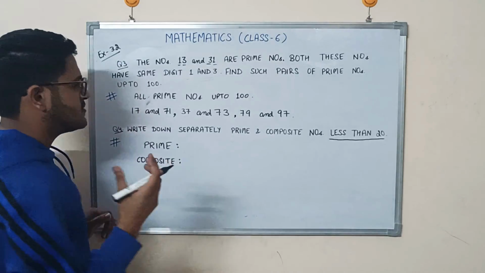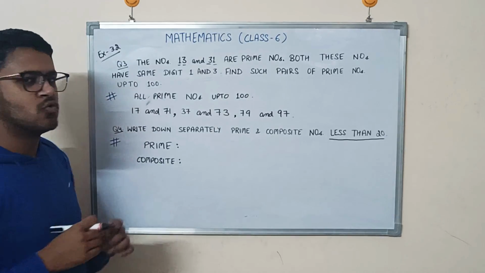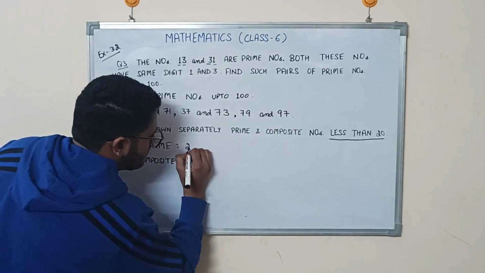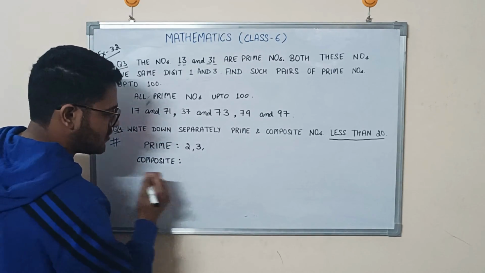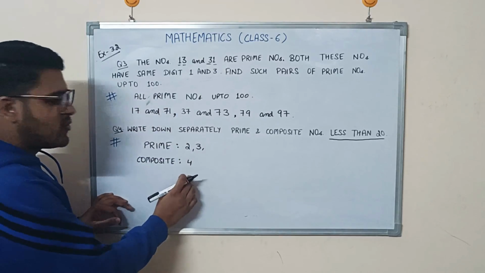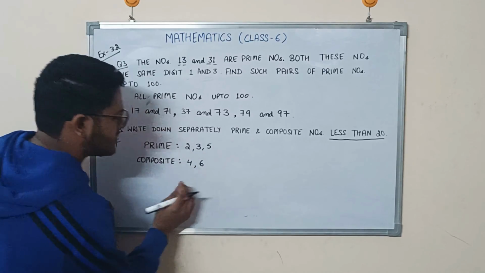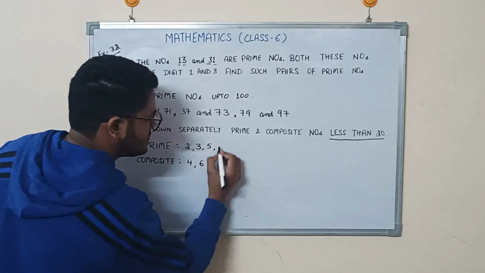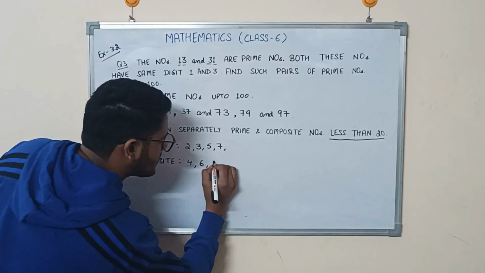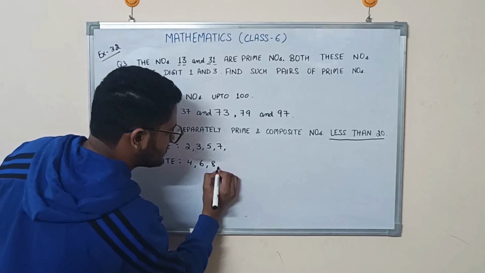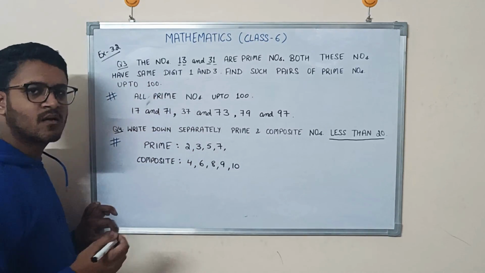Here we will write all the composite numbers less than 20. So first we will take 0 and 1. These are neither prime nor composite. So let's start with 2. 2 is a prime number. After that 3. 3 is also a prime number. Next comes 4. 4 is not a prime number, so it's a composite number. Then comes 5. 5 is a prime number. Then 6 is a composite number. Then 7. 7 is a prime number. After 7 we have 8. 8 is a composite number. Then 9 is also a composite number. And 10 is also a composite number.